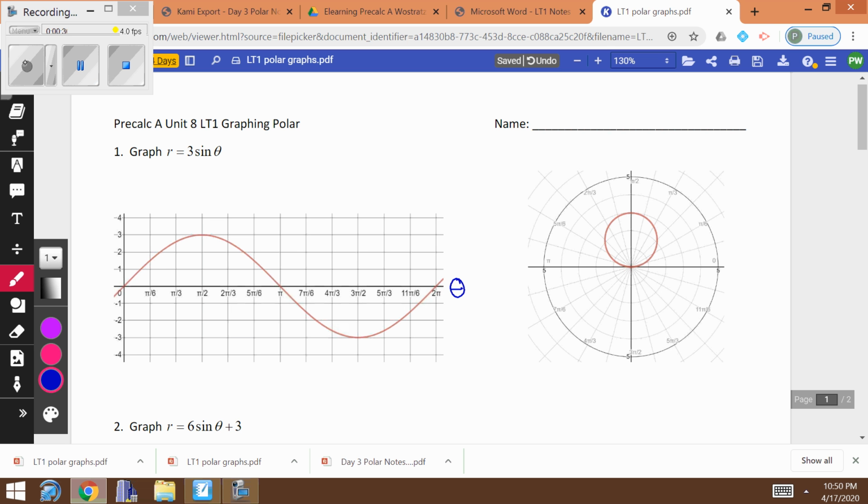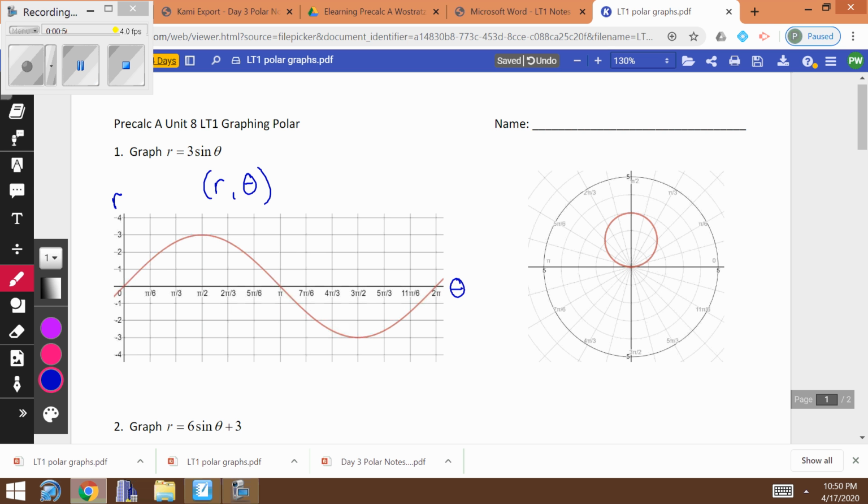But really, if I'm thinking r equals 3 sine theta, instead of calling this y, I'm going to call that r. But keep in mind that our points are r comma theta, not like an x, y on there. So just to visualize what's actually happening on our polar graph here.